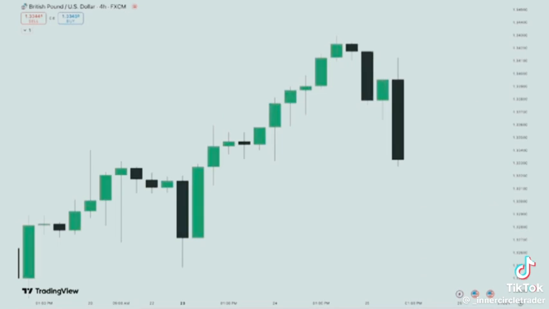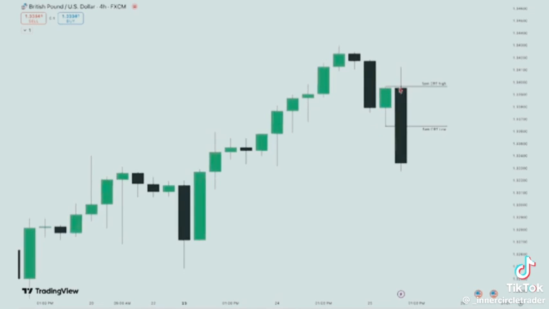Now, let's hop onto the charts and see how the 5 a.m. CRT model actually works, starting with GBP/USD. We'll analyze the 5 a.m. candle on the 4-hour chart. So first of all, you have to wait until the 5 a.m. candle prints out. Once this candle is fully formed at 9 a.m., we mark the high and low of the range.